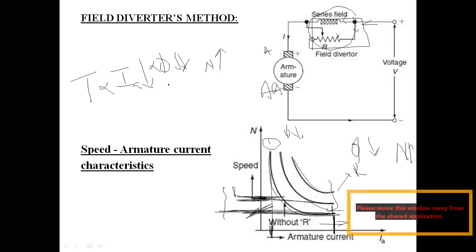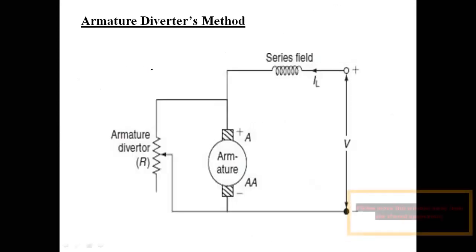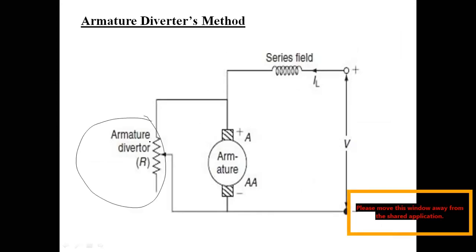Then we will step into the second method, that is the armature diverters method. In the armature diverters method, how is it going to control the speed of the motor? By controlling the armature. Okay, next. This is the armature diverter. Just a small difference between the previous method and this method is placing this armature diverter.